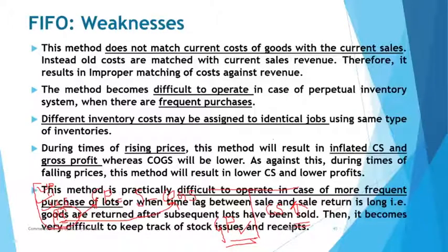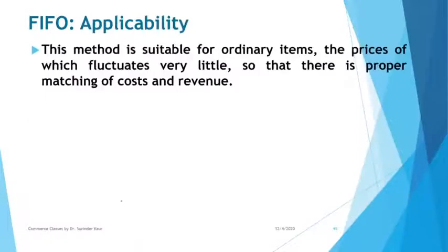Then this method is difficult to operate in case of more frequent purchases of lots, as I have given you. It becomes very difficult to keep track of the stock issues and stock purchases, etc. So this method is suitable when the prices are fluctuating very less, and the items are ordinary. I mean, simple items which are interchangeable, and the price fluctuations are very little. Then this will result in proper matching, because ultimately what we are interested in is proper determination of profit or loss.